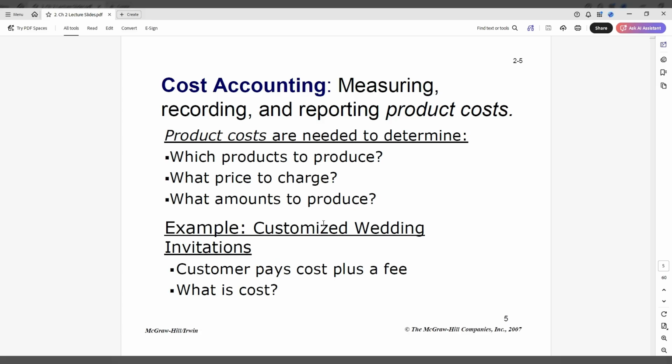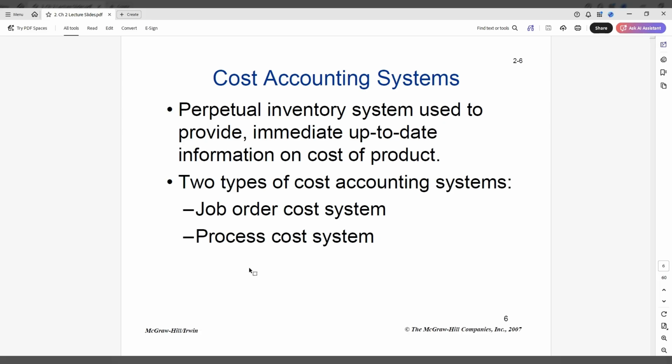So here's an example, a customized wedding invitation. If we're going to price that job that we're doing for a client at whatever our cost is plus a markup so that we earn some profit on doing this work, we need to figure out the cost of that job. And then from that, we can figure out what extra we're going to charge the customer on top of that for us to earn revenue.